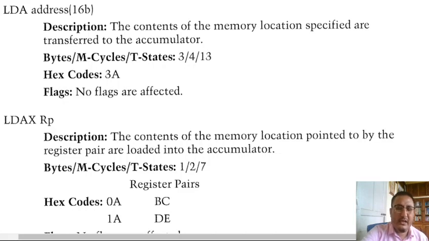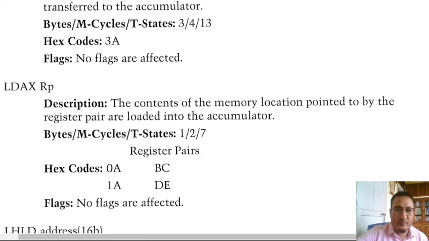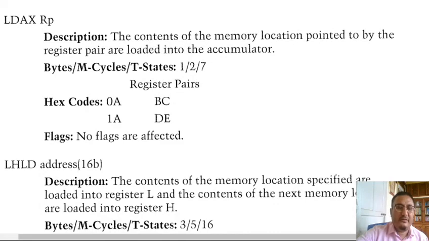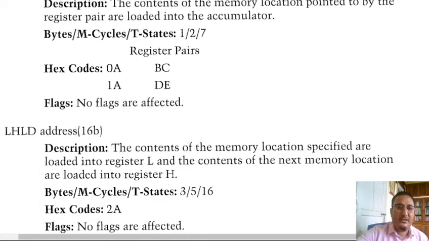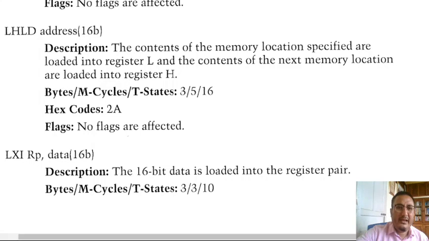In the case of LDA, the address is specified in the instruction itself. In the case of LDAX, the address is specified in the register pair. It requires 1 byte, 2 machine cycles, and 7 T states. The associated hex codes along with the register pairs are specified for your perusal, and none of the flags are affected.